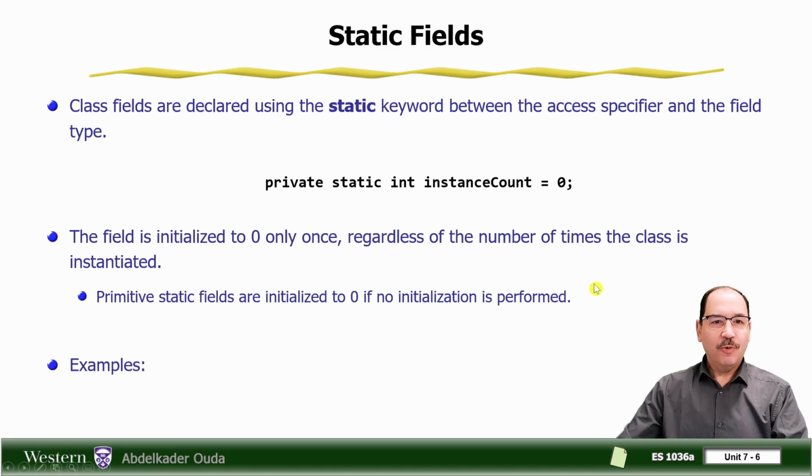All right, so how do we define static fields? We need to write the static keyword between the access specifier and the field type, as we have it here: private static. And here I defined in this example an integer. I named it instanceCount and I gave it the value 0. Once we execute the class that has this line, this field is going to be assigned the value 0.